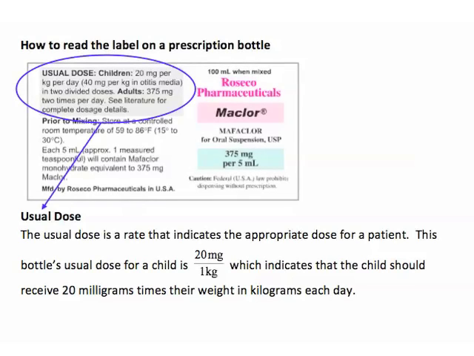How to read the label on a prescription bottle. Here we have circled the usual dose on a bottle of medication. The usual dose is the rate that indicates the appropriate dose for a patient. This bottle's usual dose for a child is 20 milligrams per 1 kilogram, which indicates that the child should receive 20 milligrams times their weight in kilograms each day.